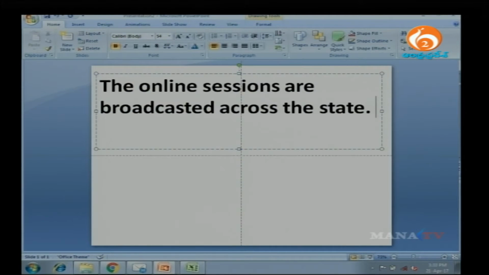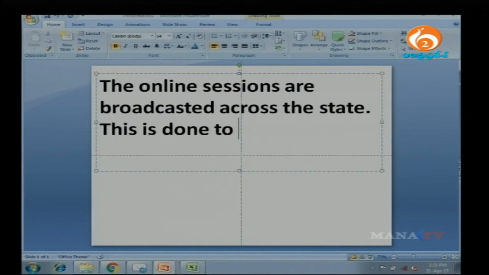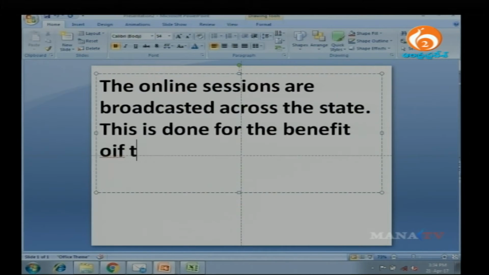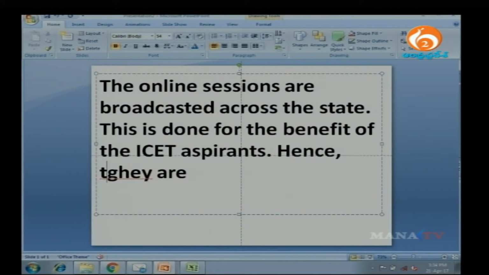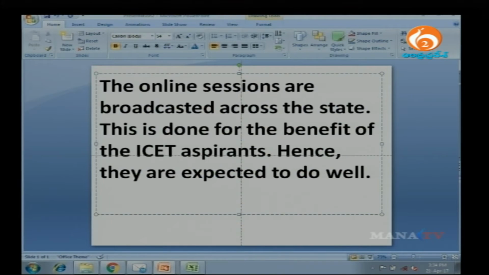The online sessions are broadcasted across the state. This is done for the benefit of the ICET aspirants. Hence, they are expected to do well, which means now I am concluding. That means I am arriving at a conclusion. All right.